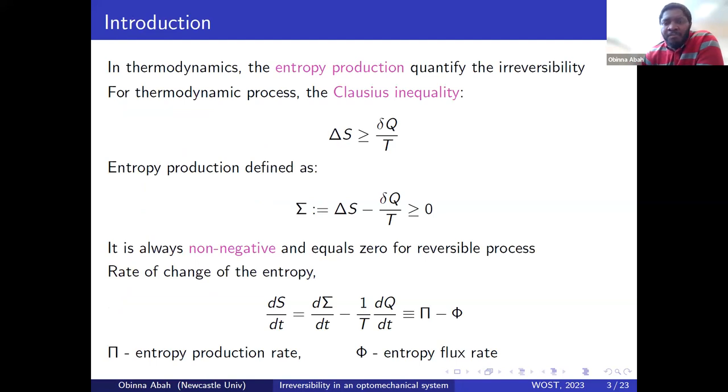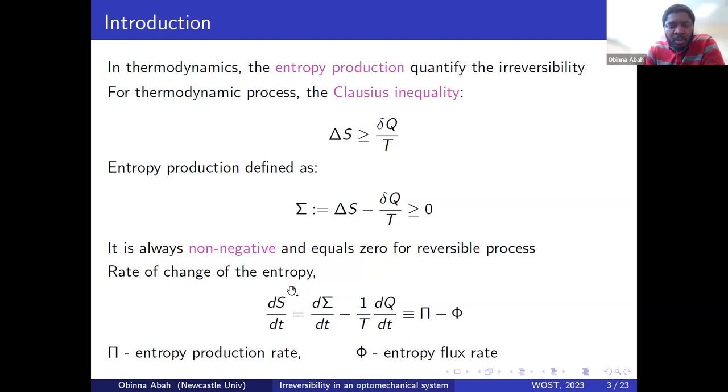So first, whenever you think about irreversibility, this is usually computed by the entropy production in thermodynamics, and we don't need to go into this, as I think we have heard a lot of talks associated with this. But if we think of just a thermodynamic process, the second law according to Clausius is that the change in entropy is given by this inequality in which you have the change in heat over the temperature. And the entropy production is basically defined as the difference between these two and is equal to zero for a reversible process and is always non-negative.